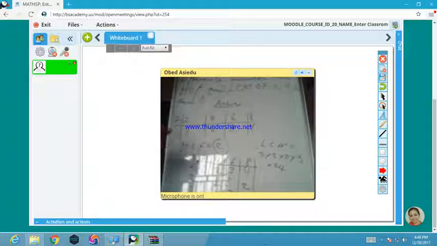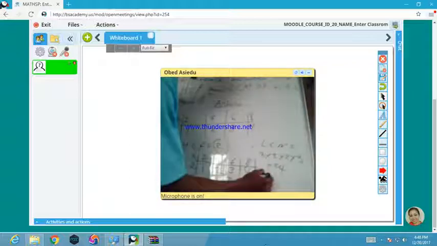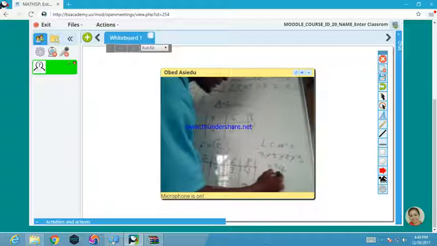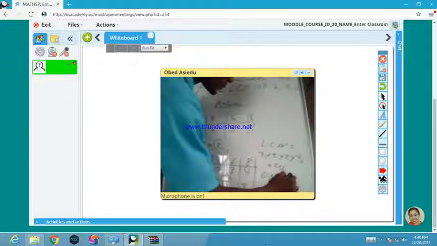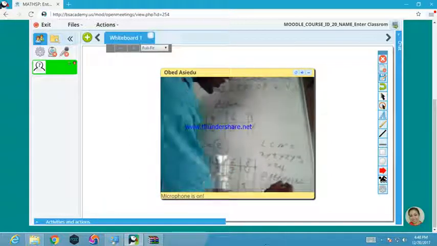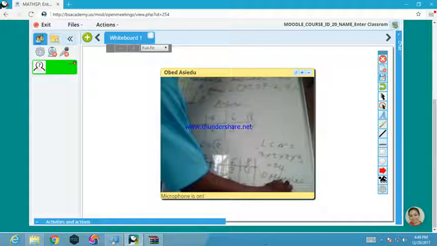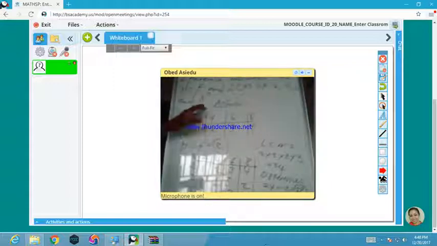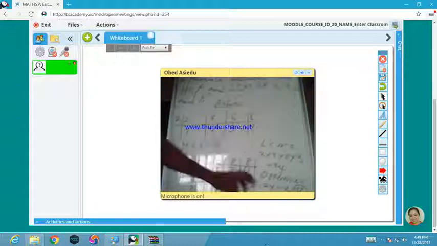Now the question is, what is the difference between the HCF and LCM of 2, 4, 6, and 8? In mathematics, difference means minus, subtraction. So the difference will be equal to 24 minus the HCF, which is 2. So the difference is 22. That's the answer. So the difference between the LCM and the HCF of 2, 4, 6, and 8 is 22.